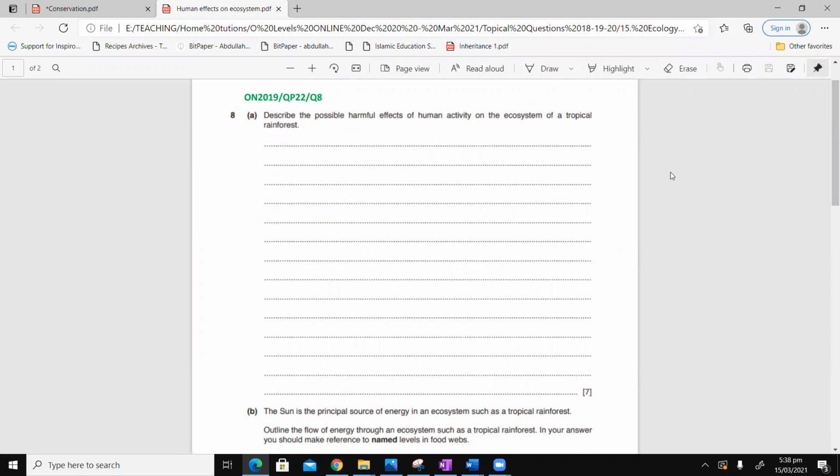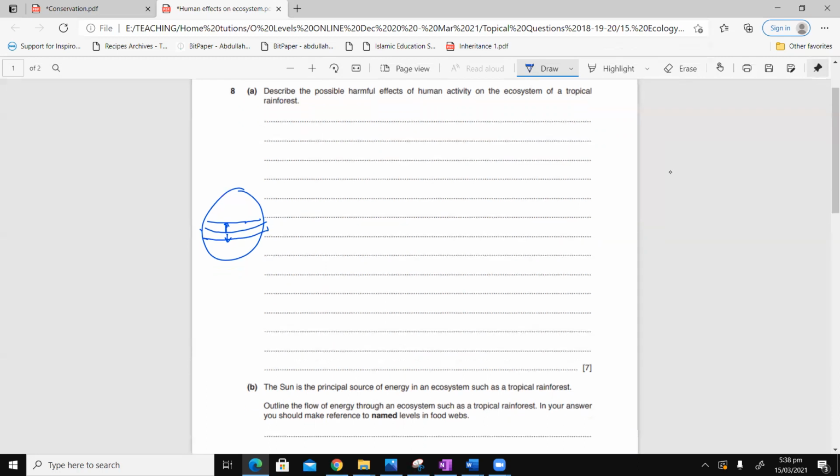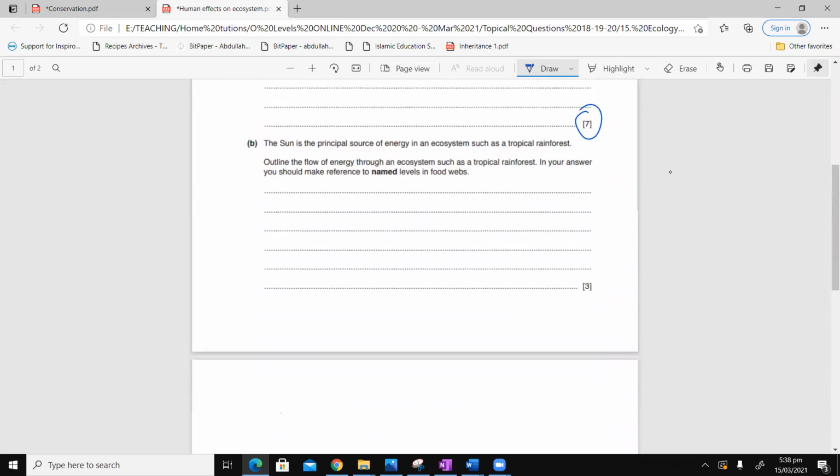rainforest. Tropical region of the earth, let me draw. For example, if that's the earth, the center portion is the equator. 10 kilometers above and 10 kilometers below the equator, this area is the tropical region. We also call them the lungs of the world, because here there are the most trees and variety and all that stuff. So what they're saying is, describe the possible harmful effects of human activity on the ecosystem of a tropical rainforest. It's a 7-marker question. So let's look at the answer.